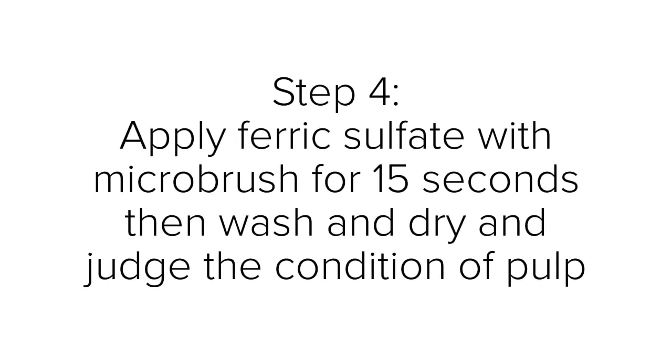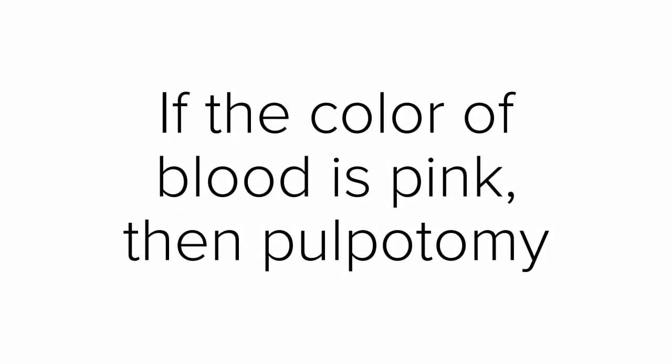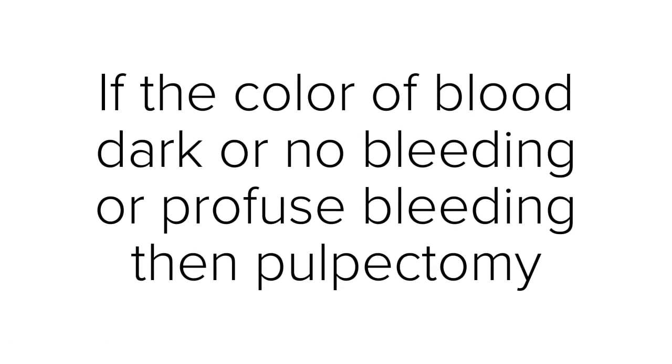Step number four, apply ferric sulfate with a microbrush for 15 seconds. Then wash and dry and judge the condition of the pulp, whether it is indicated for pulpotomy or not. If the color of the blood is pink, then you proceed with pulpotomy. If the color of the blood is dark pink or dark, or no bleeding, or profuse bleeding, or bleeding does not stop at all, then it is contraindicated for pulpotomy and indicated for pulpectomy.